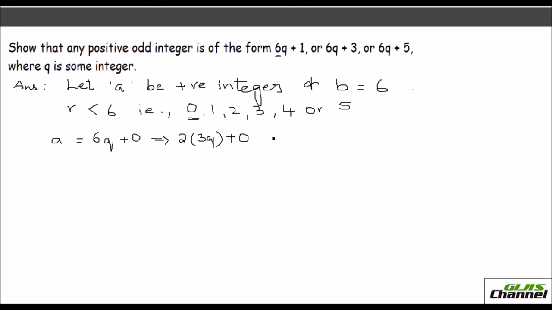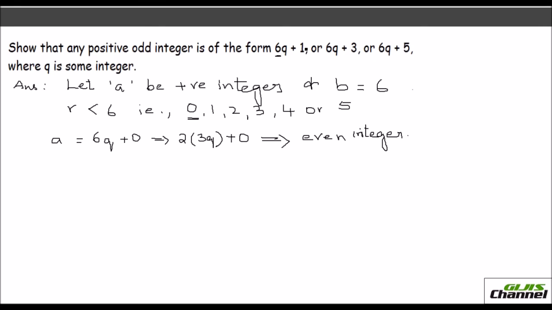So here this is an even number, because whatever number you get within the brackets, when you multiply by 2, it becomes an even integer, a positive integer, okay? So even integer it is. So we are not bothered about the even ones. I just gave you this as an example.